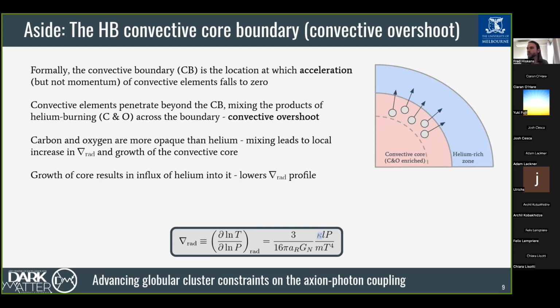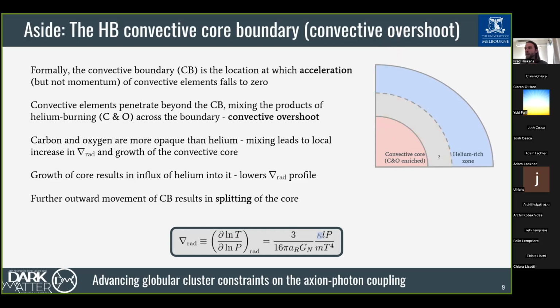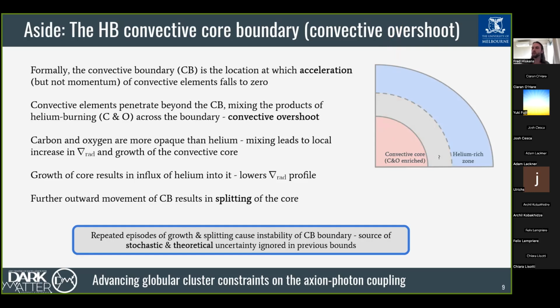It also turns out, though, that because we've taken a region which was rich in helium and made it convective, that helium gets mixed around the rest of the core. Because this is less opaque, that'll lower the radiative temperature gradient profile as well. So even though the core is growing, on average, the profile of this gradient is falling, and eventually it will fall far enough for y to go below 1 somewhere within this core, which causes the core to split. Basically, you have repeated episodes of this growth and splitting, which cause the convective boundary to become unstable. This sources stochastic and theoretical uncertainty, and crucially, this has been ignored in previous bounds. So it's this we want to address.